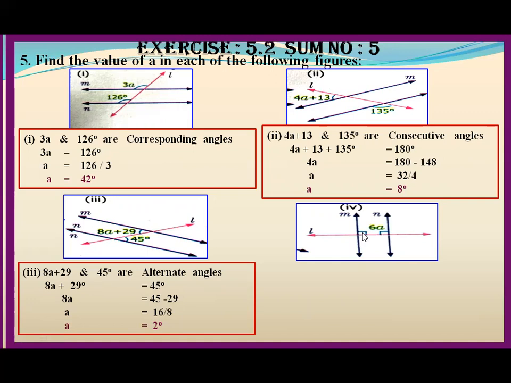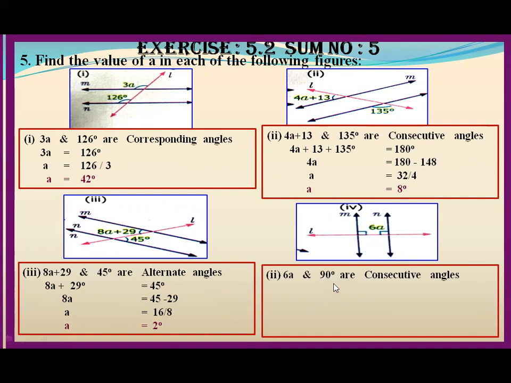The next sum, A and the other angle are both on the same side of the transversal and interior. So they are consecutive angles and they add up to 180 degrees. So let's take 6A plus 90 is equal to 180. So 6A is 180 minus 90. A is equal to 15 degrees.